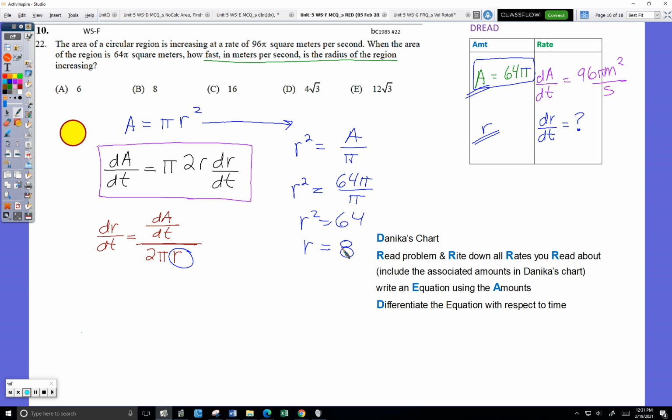Hurrying because of time a little bit. So dr/dt is going to be 96 pi divided by 2 pi multiplied by 8. And that one you do have to reduce because it's multiple choice. So what is 96 over 16? That's not right. It's 6. I think it's 6. 6? I always think 4 to 6. It's times 12 to 96.